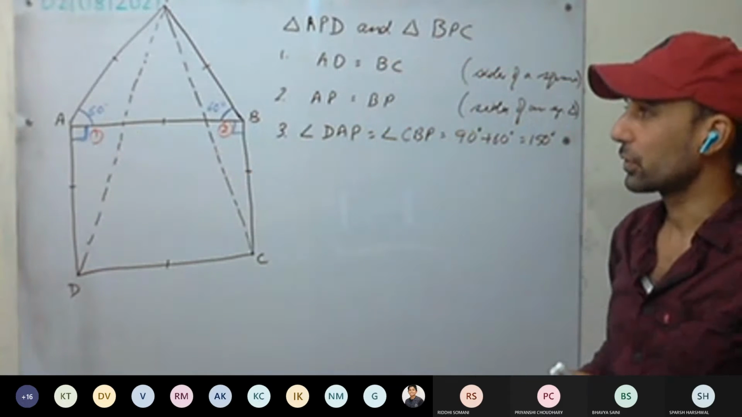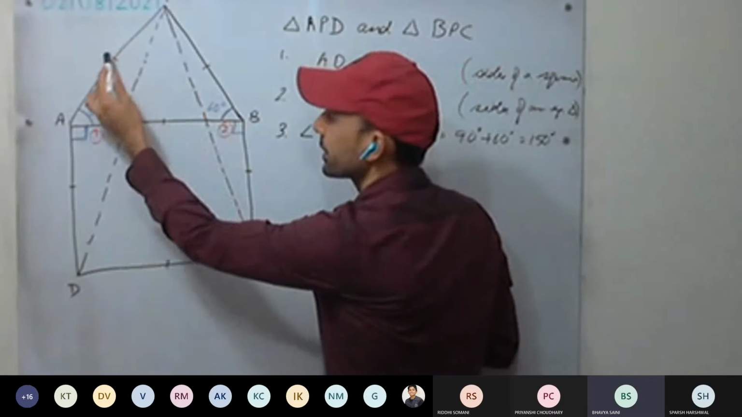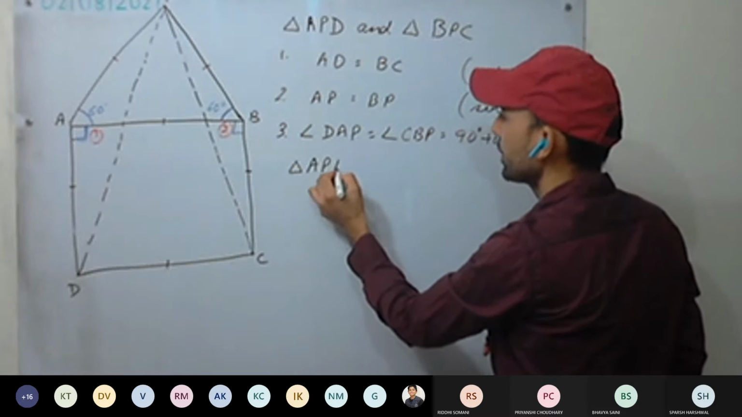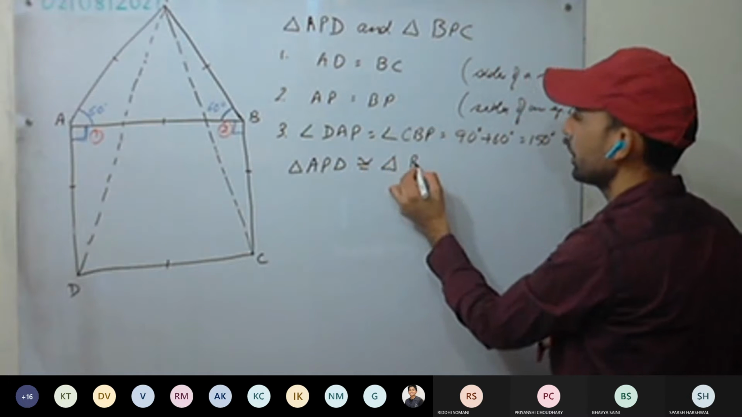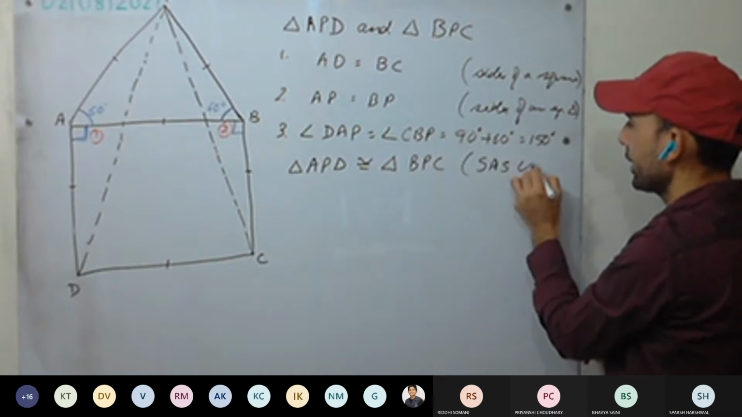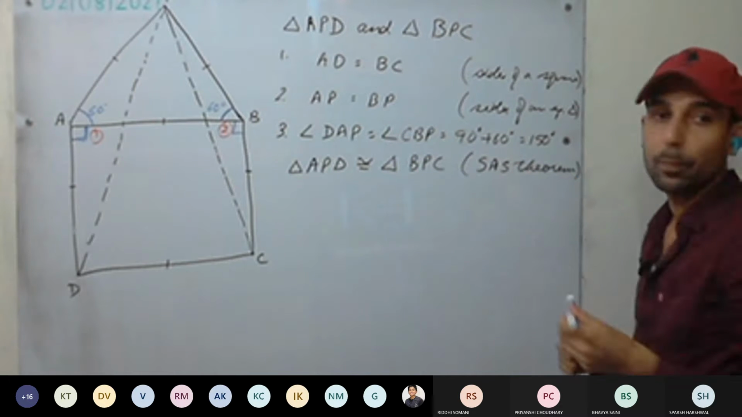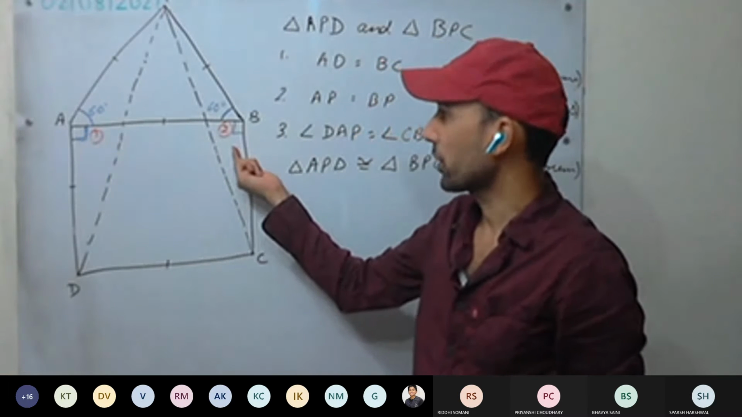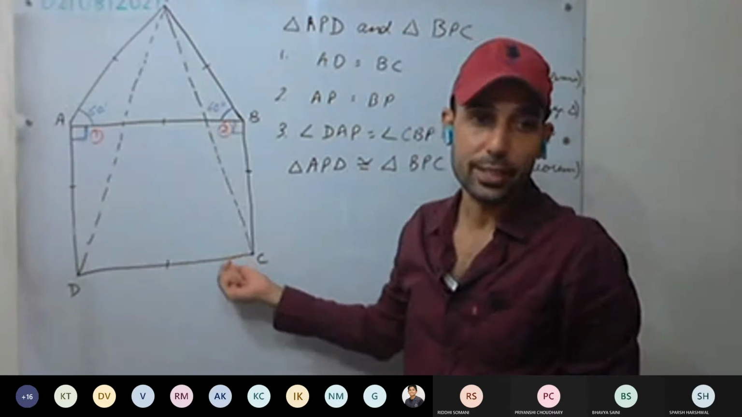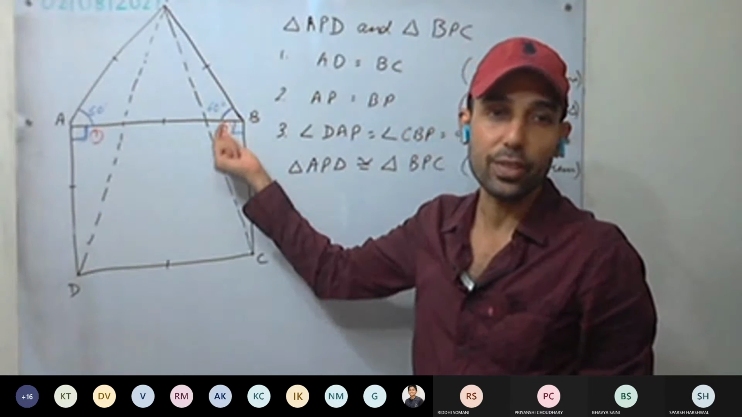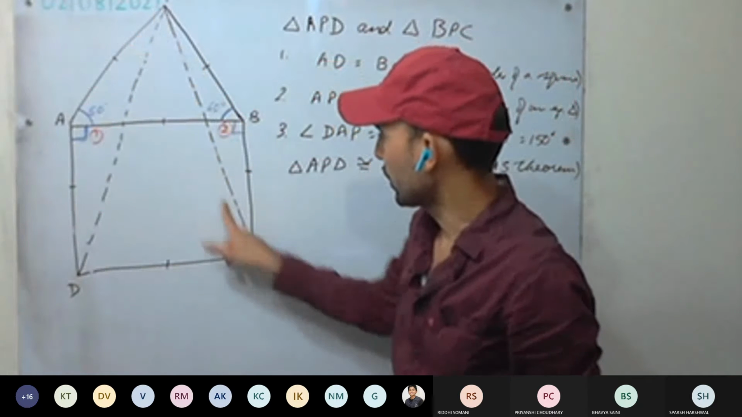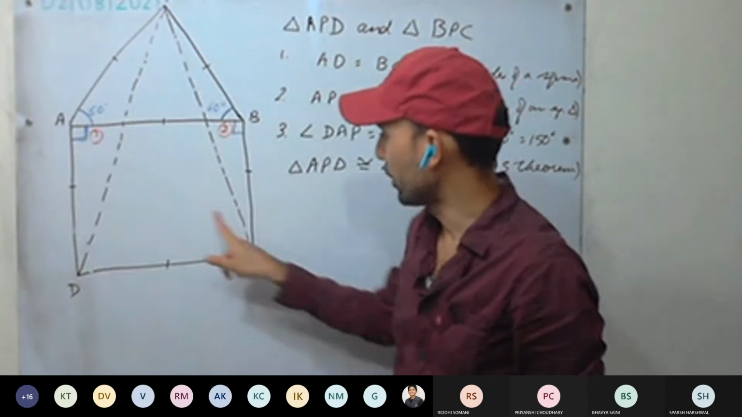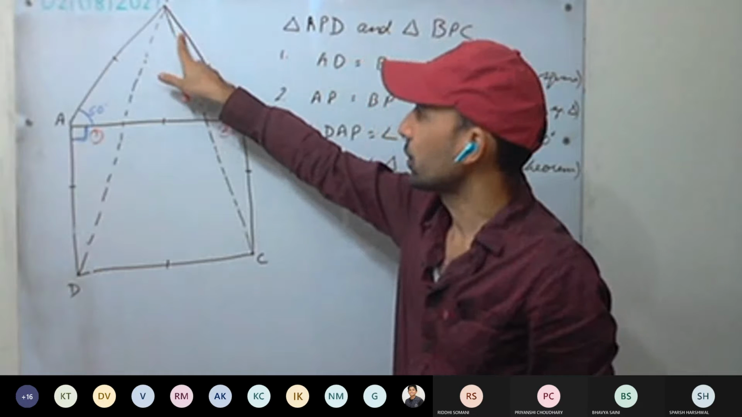Okay, so which theorem have we used? SAS. So these two triangles, triangle APD is congruent to triangle BPC by the SAS theorem. Okay, we have proved them to be congruent. Now as we have proved them congruent, it means all the remaining corresponding angles are equal and all the remaining corresponding sides are equal. It means this side equal to this side, that is DP equal to CP. As well, this angle will be equal to this angle.